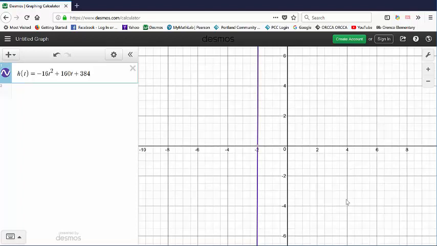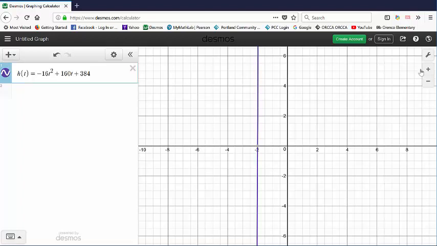And we need to set a window. So you can use the zoom features. If you're on a touchscreen device, you can use your fingers to adjust the window a little bit. But we need to see the vertex of this, right? We need to see the y-intercept. And by the way, the y-intercept, for most of these functions, is pretty easy to determine in your head, right? Because the y-intercept in this case is when the input is 0. So what's h of 0? Well, it's 384, right?